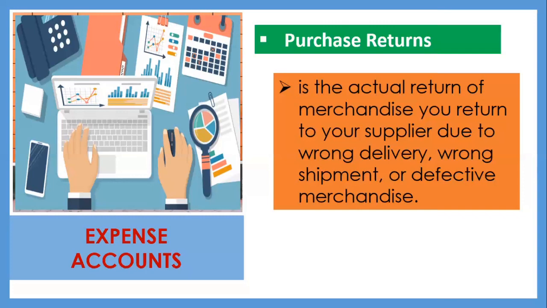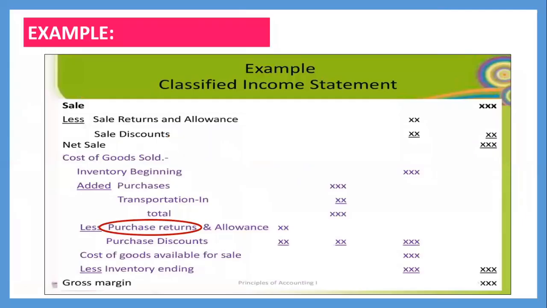Again, we cannot deny the fact that a certain company has different suppliers, and if they receive orders from their suppliers that are wrong deliveries, wrong shipments, or defective items, then of course you need to return these merchandises or items to your suppliers. So how will this appear on your income statement? Here in this case, this is how it appears in your income statement.